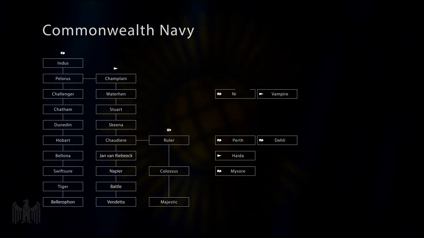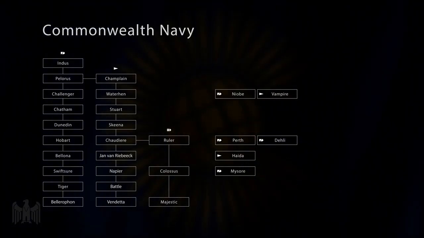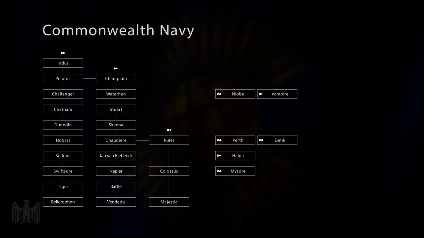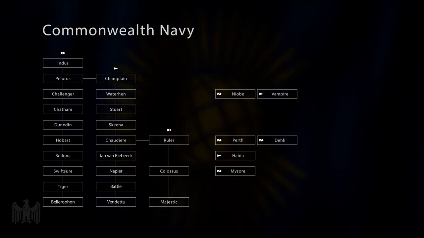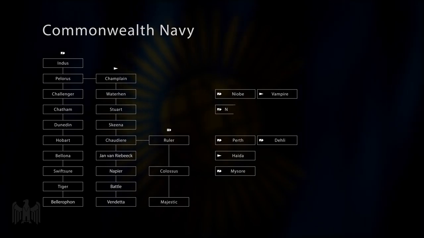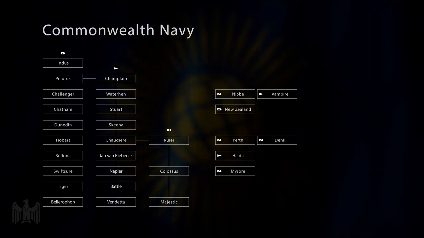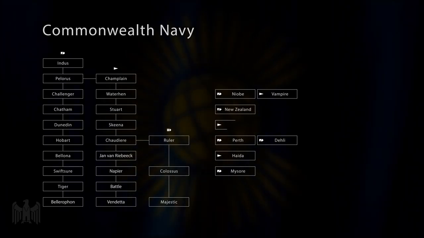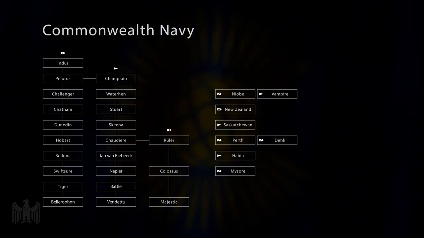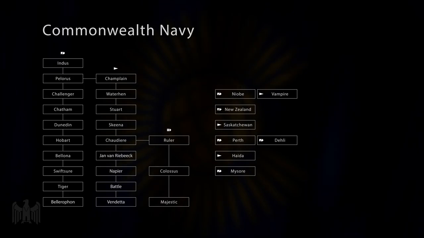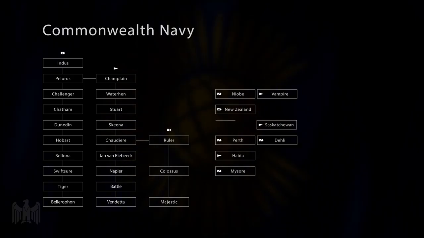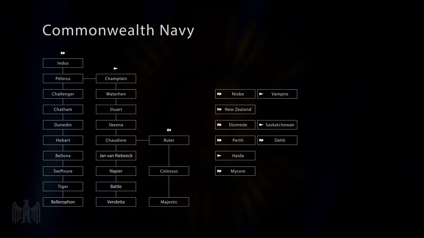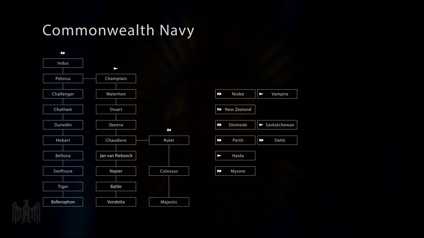Tier 3, Niobe. Niobe was the first large ship Canada operated, otherwise is a pretty standard Tier 3 protected cruiser. Tier 4, New Zealand. Standard Tier 4 battlecruiser setup, repair and heal. Tier 5, Saskatchewan. An F-class destroyer that served with distinction for the Royal Navy and Canada. Diomede. As per the Tech Tree Dunedin, but tweaked.